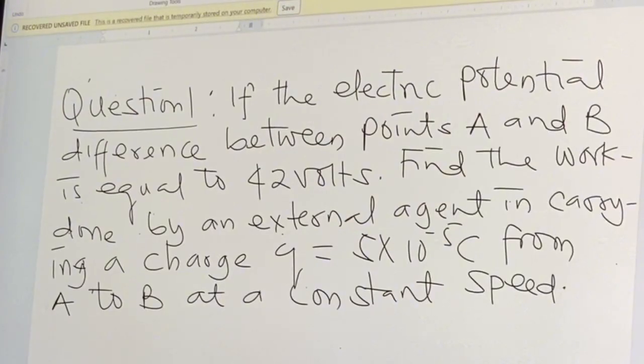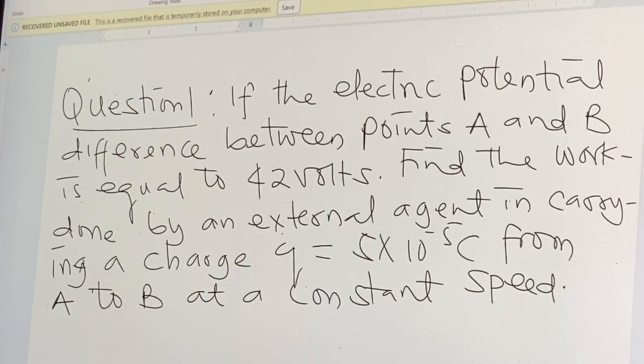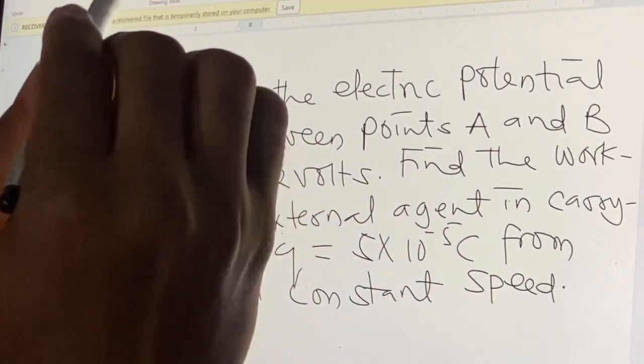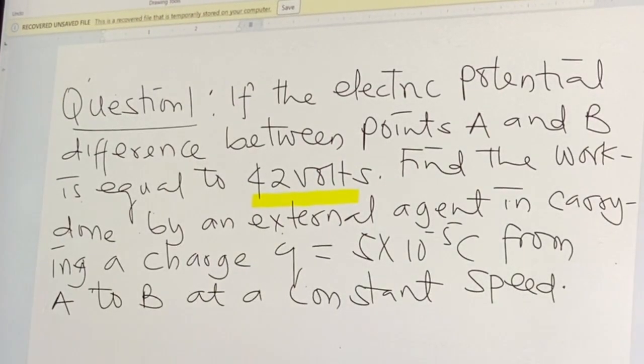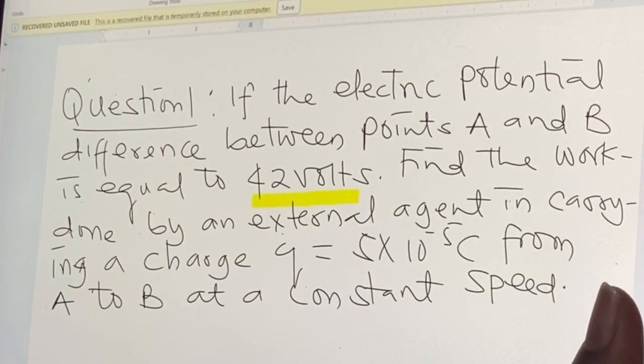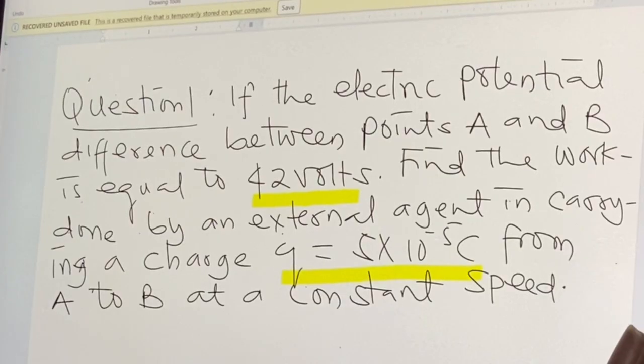Question 1, please. Let's solve this question here. Question 1, they said if the electric potential difference between 2 points A and B is equal to 42 volts, find the work done by an external agent in carrying a charge Q equal to 5 times 10 raised to minus 5 coulombs from A to B at a constant speed. We are asked to find the work done by an external agent in this question here.